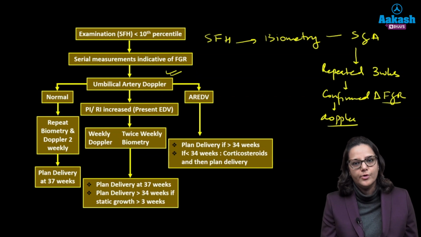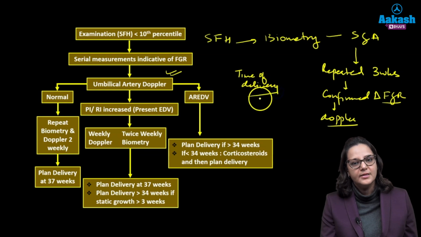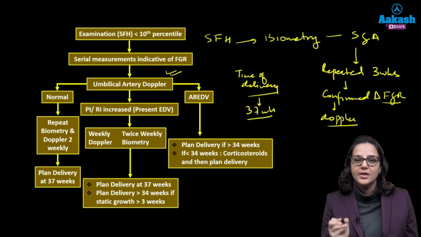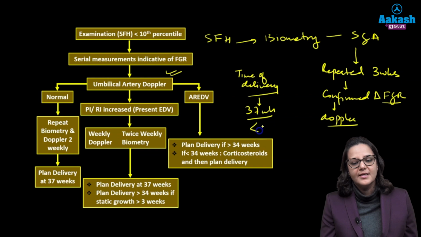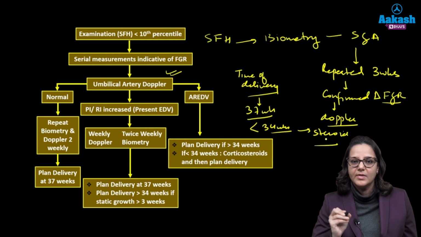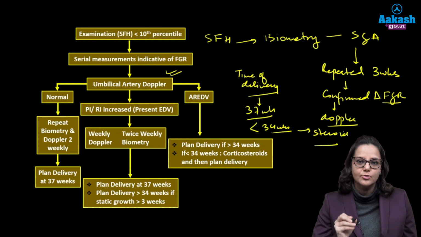Another very important point to note over here is the time of delivery. Once you have diagnosed that the patient is IUGR, it is 37 weeks. Just in case you need to deliver the baby before 37 weeks, if there is some further abnormality and the baby is less than 34 weeks, then we will offer steroid and then deliver. So this is the mainstay of management. Alright, let's go through the chart.